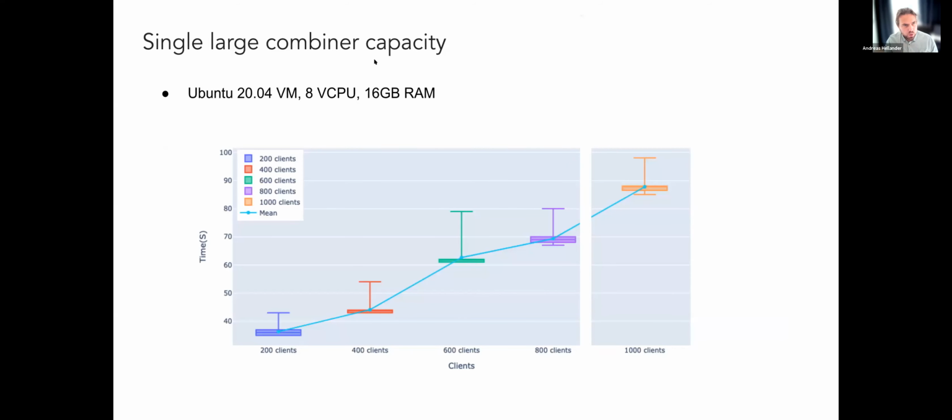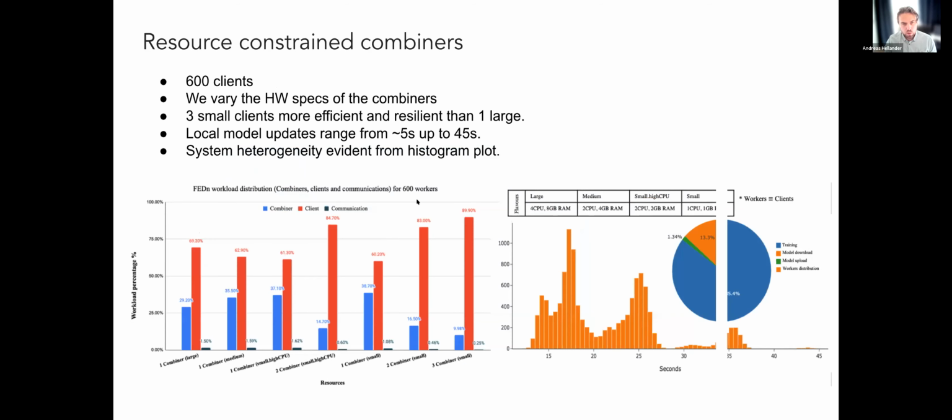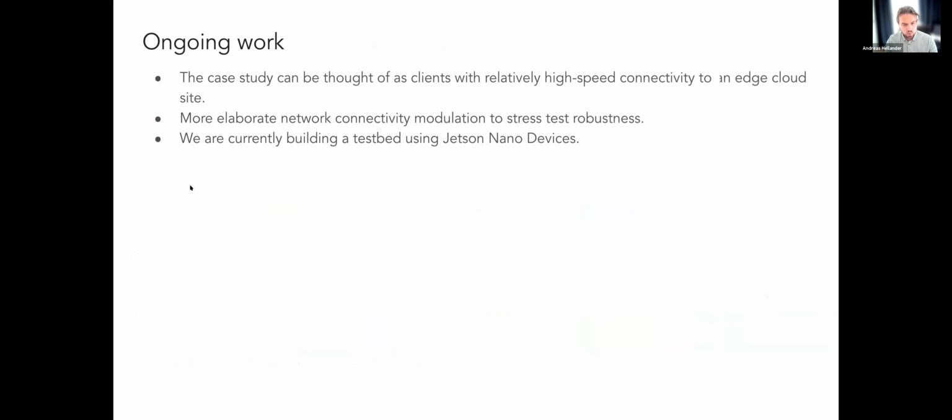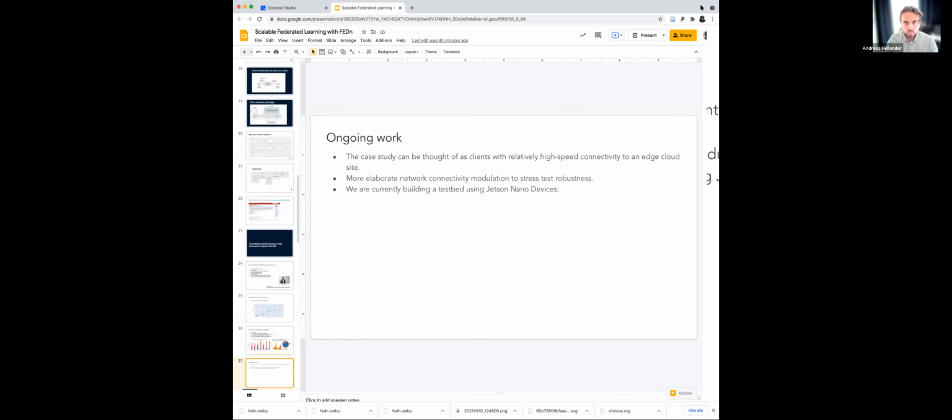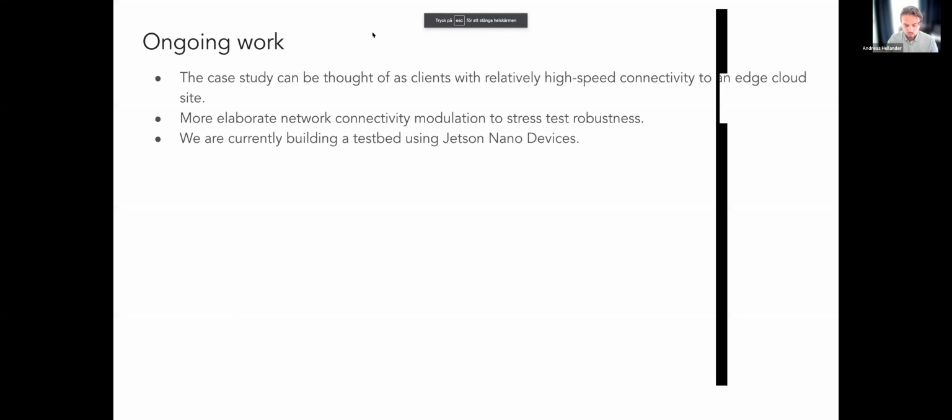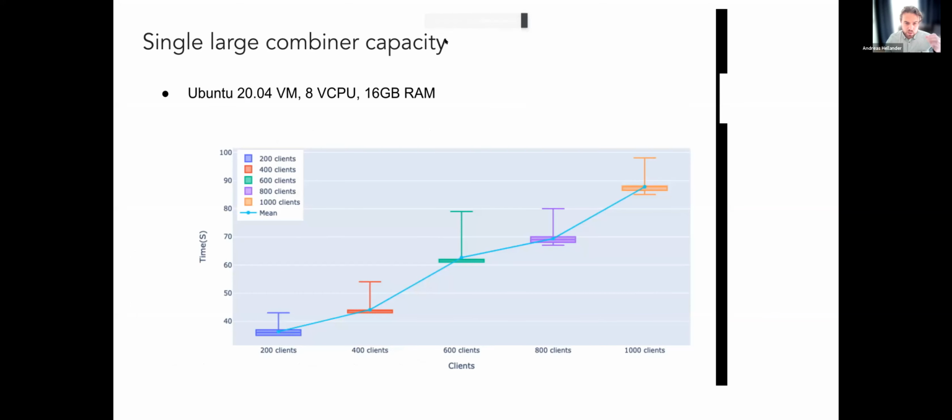So the first experiment we did was to look at a single large combiner. We deployed the combiner as a server on an 8 virtual CPU, 16 GB RAM VM. And then we varied the number of clients from 200 up to 1,000 clients connecting to the single combiner server. So this would be, say, a typical federated average implementation.